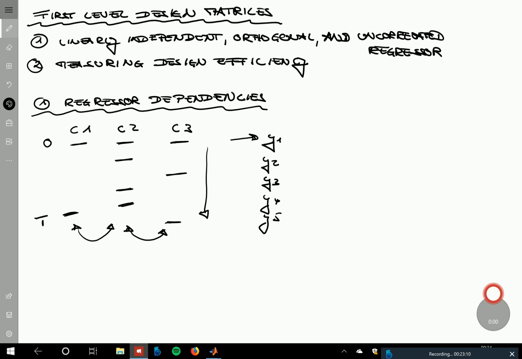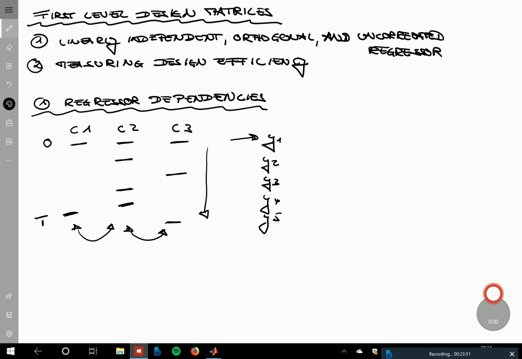And one thing that is clear just from the mathematics of design matrices is that if you have regressors or columns in the design matrix that are completely identical, then you cannot invert this matrix, and the evaluation of your design, so the estimation of your model, will just fail.